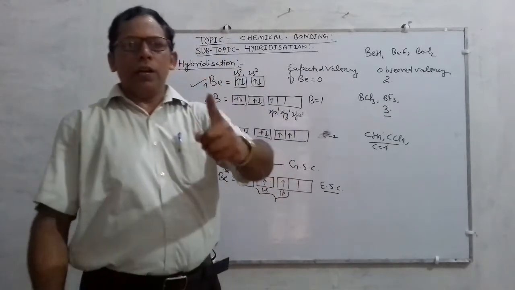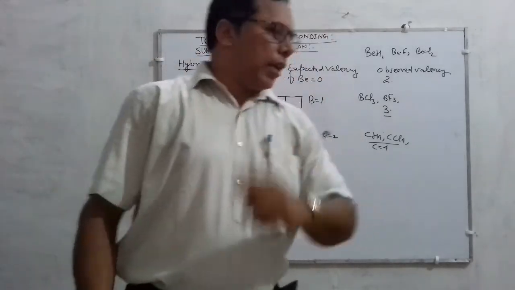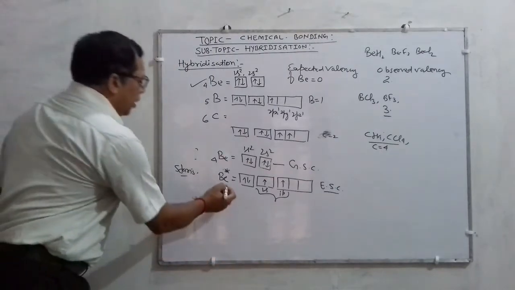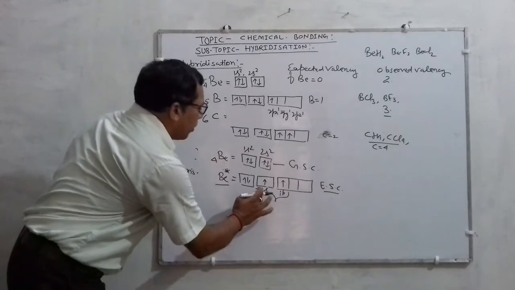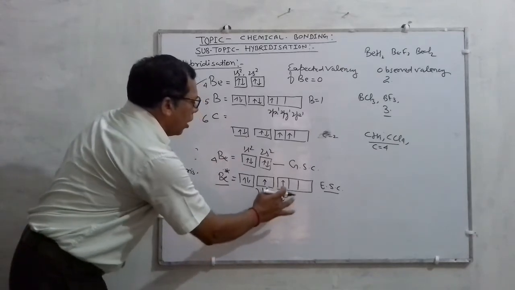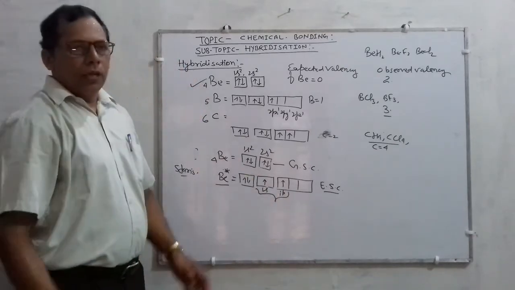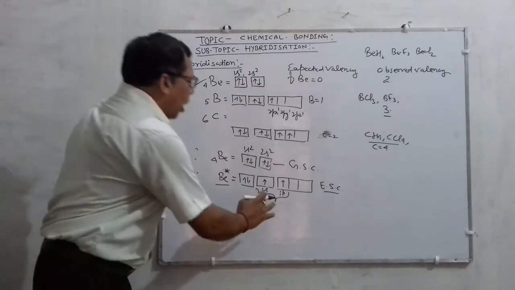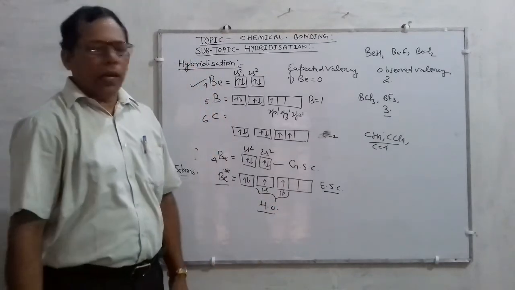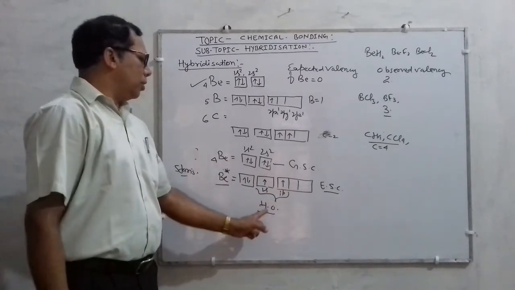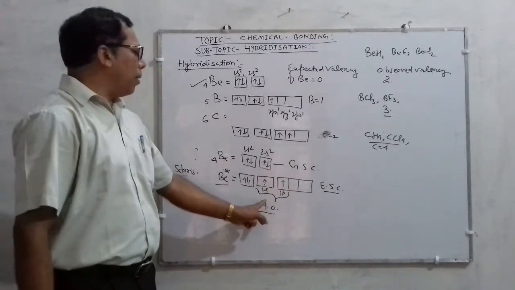So you must remember, children, hybridization can only take part in the excited state configuration, and the orbitals which take part in hybridization give hybrid orbitals, and the phenomenon is termed hybridization. So this is the concept of hybridization.